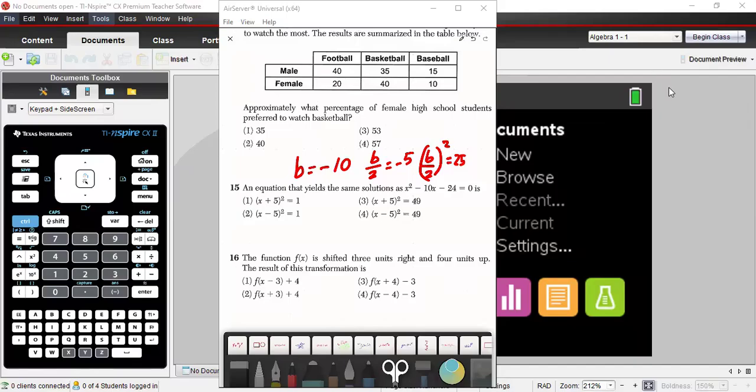Hey guys, this is Mr. Ace. This is question number 15 from the June 2026 Algebra 1 Regents exam. Basically, it's a quadratic and they're using completing the square. That's what this question is basically testing.